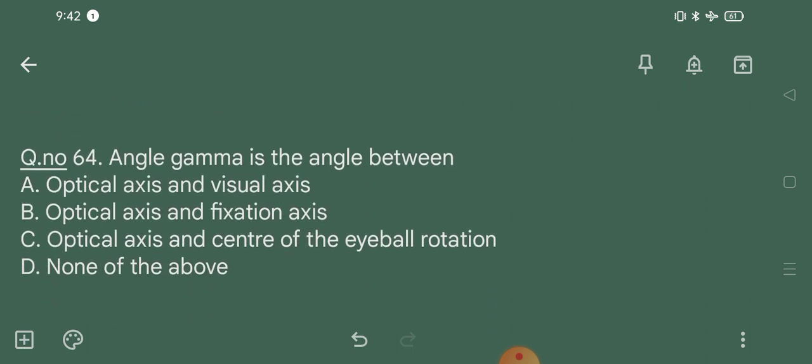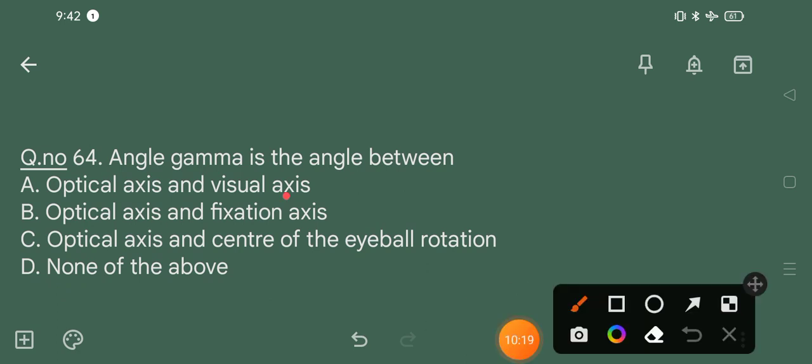Question number 64. Angle gamma is the angle between optical axis and visual axis. Option B, optical axis and fixation axis. Option C, optical axis and center of the eyeball. Option D, none of the above. The correct option is option B, that is optical axis and fixation axis.